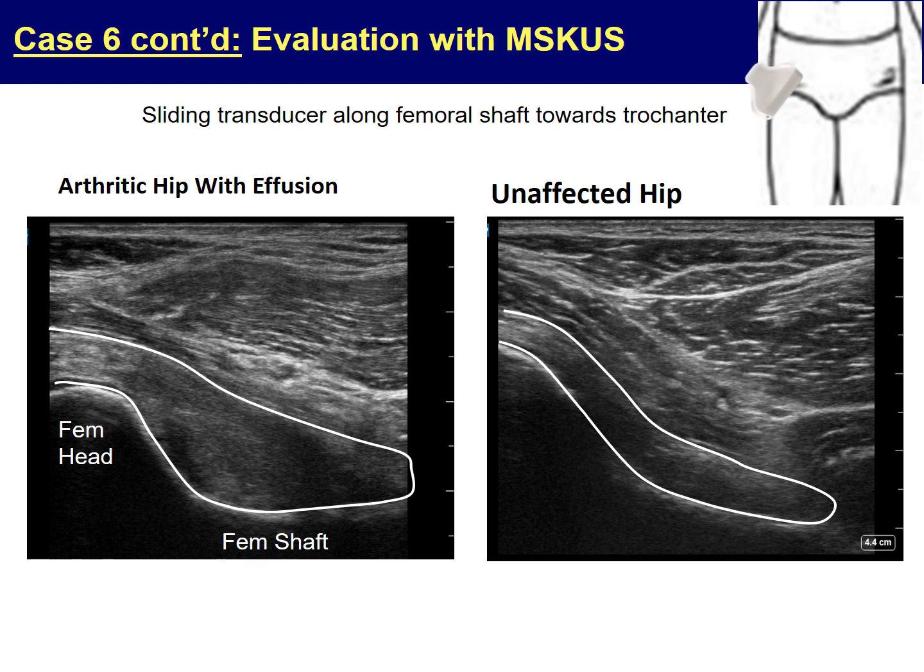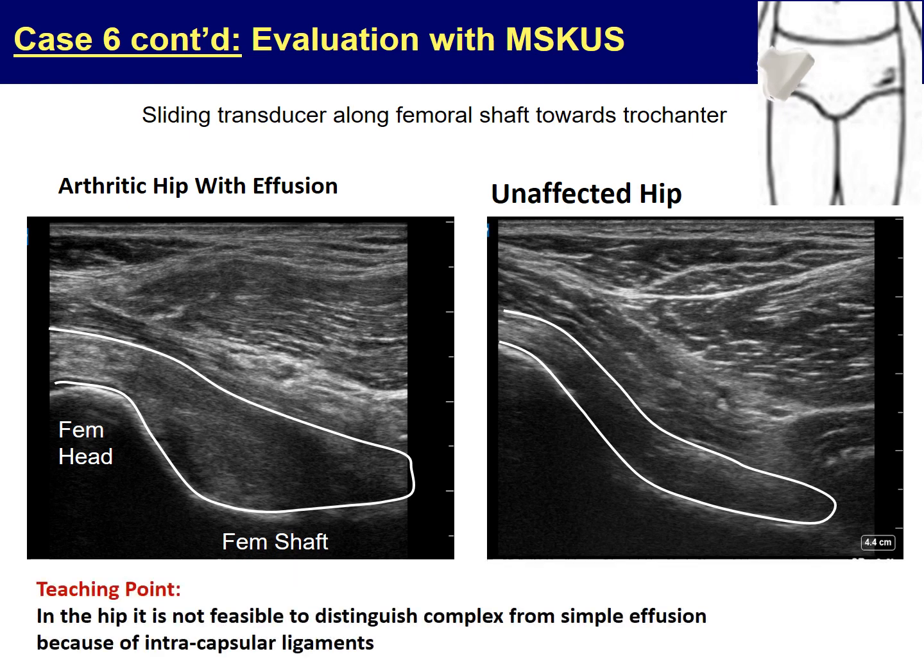Continued evaluation shows even more of the effusion by sliding the transducer along the femoral shaft towards the trochanter. The unaffected right hip here shows the femoral head, the femoral shaft, which is lined by a fibrous but thin capsule, compared to the arthritic hip with the effusion, where the capsule is much extended and all of these contents represent an effusion. Please note the iliopsoas muscle on top here and here.